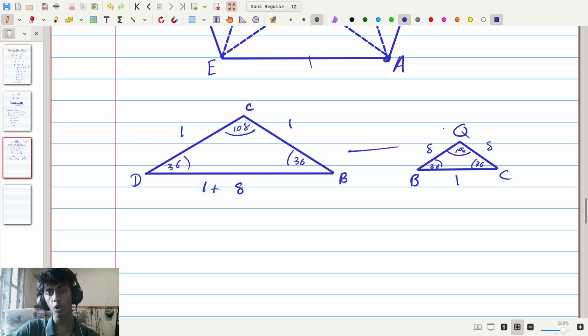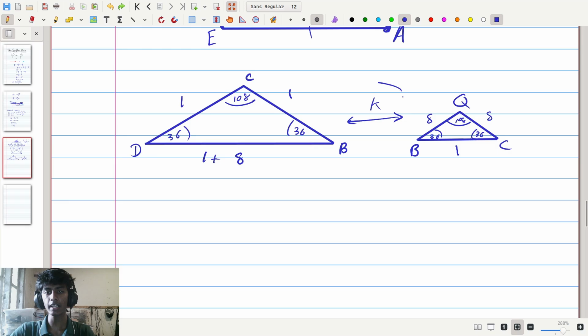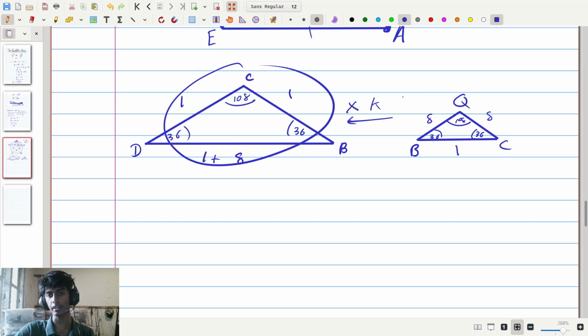So there is some common ratio by which we can multiply each side length in order to get from the left triangle to the right triangle and vice versa. So we can get from one triangle to the other by multiplying or dividing by some ratio which I am going to label as k. Since this triangle is smaller than this triangle, let's suppose that to go from the right triangle to the left triangle, we need to multiply by k.